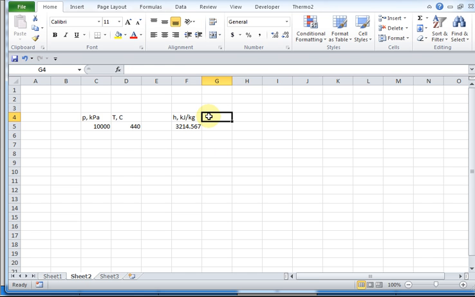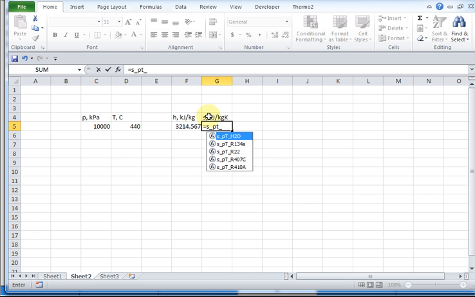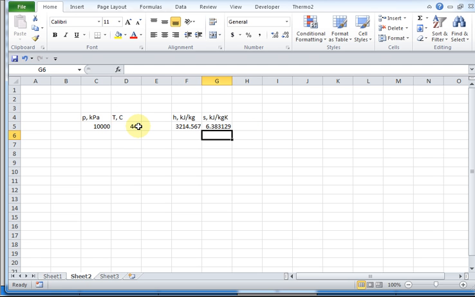Let's evaluate entropy, lowercase s, in kilojoules per kilogram Kelvin. And you would say S as a function of pressure and temperature for H2O, and grab pressure, comma, click on temperature, and away you go. A lot of times I like to put what state it is, that's state 1. How did we go to state 2? Well, state 2 was 1,000 kilopascal, wasn't it? And it was isentropic expansion through that turbine, true? So the S2 is equal to that value of S.